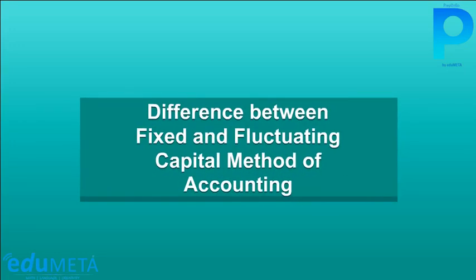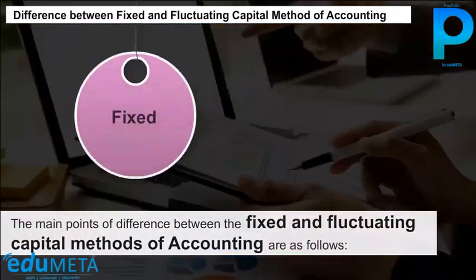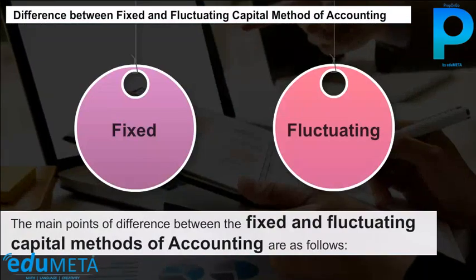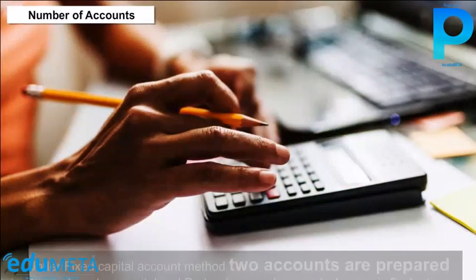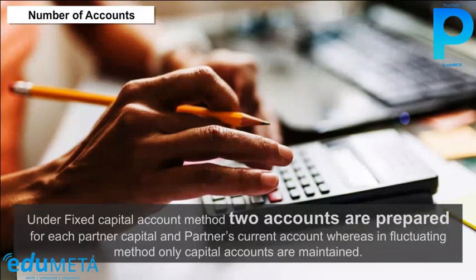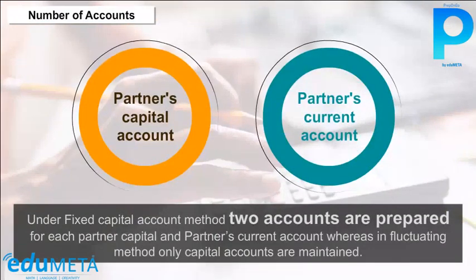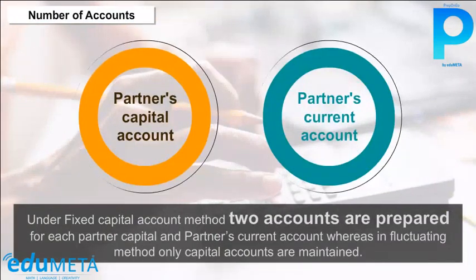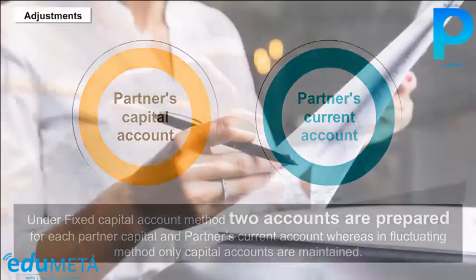Difference between fixed and fluctuating capital method of accounting. The main points of difference between the fixed and the fluctuating methods of accounting are as follows. Number of accounts. Under fixed capital method, two accounts are prepared for each partner, capital and partner's current account, whereas in fluctuating method, only capital accounts are maintained.